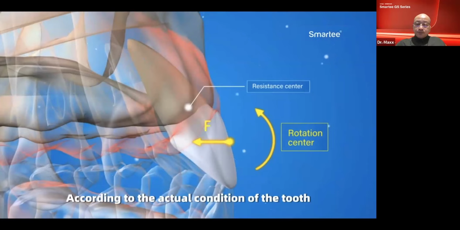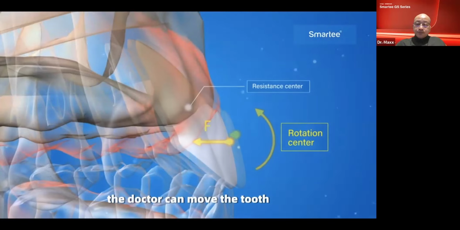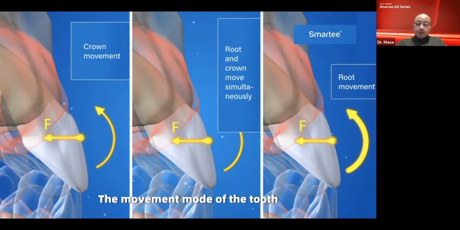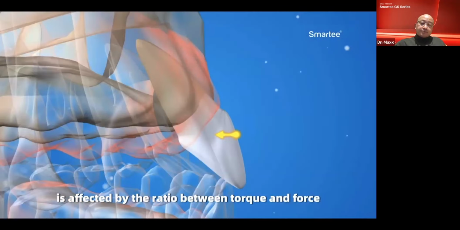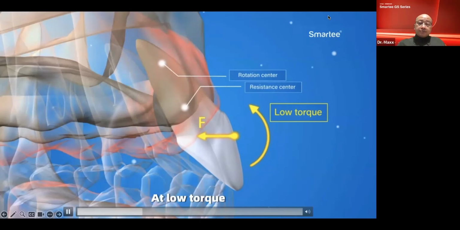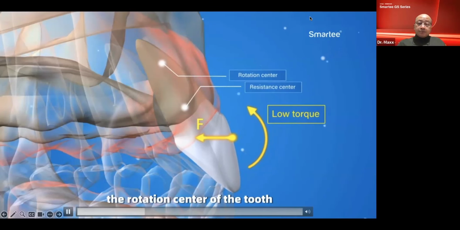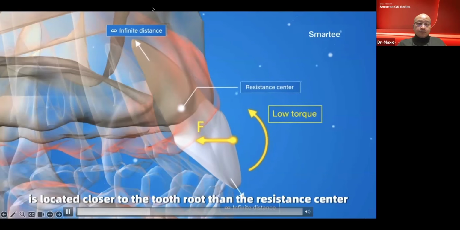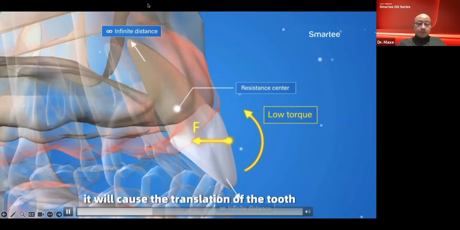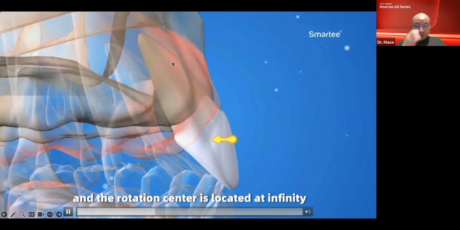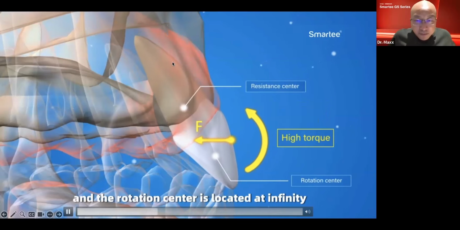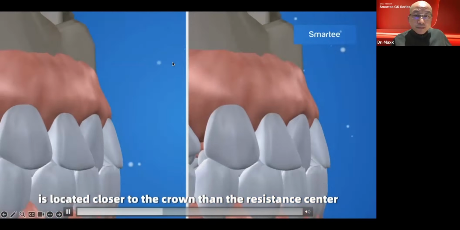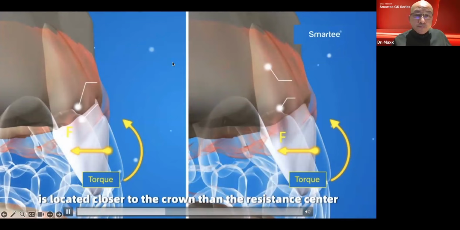According to the actual condition of the tooth, the doctor can move the tooth by applying force and torque to the tooth. The movement mode of the tooth is affected by the ratio between torque and force. At low torque, the rotation center of the tooth is located closer to the tooth root than the resistance center. At medium torque, it will cause the translation of the tooth, and the rotation center is located at infinity. At high torque, the rotation center is located closer to the crown than the resistance center.